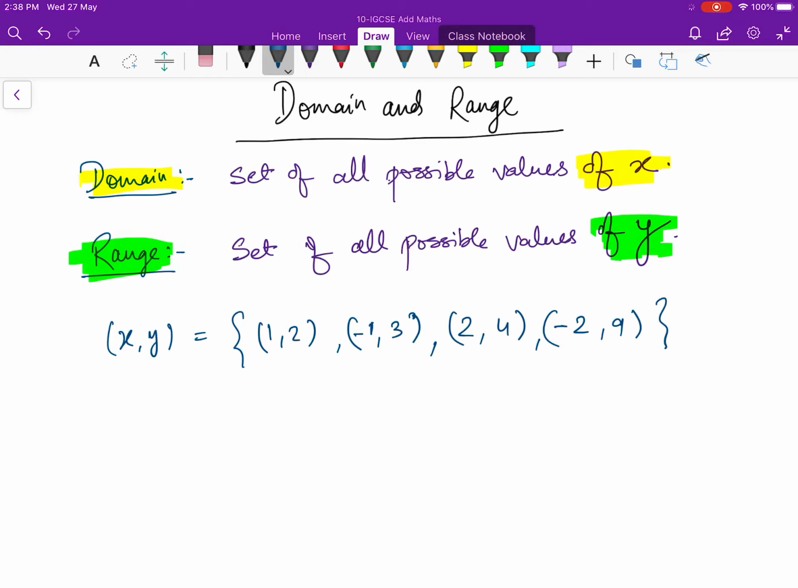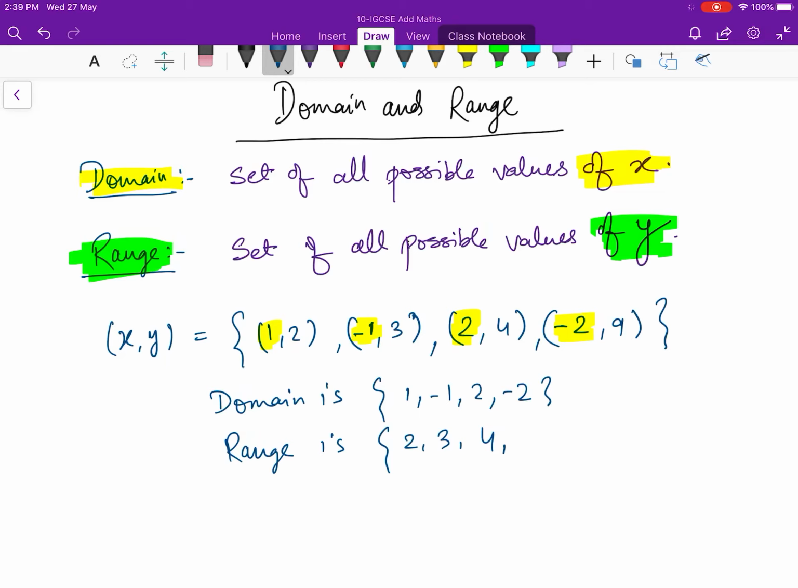In this case, if I have to find the domain and range, these x values are the domain. So I can write that the domain is 1, -1, 2, -2, and the range is all the possible values, all the outcomes, of y. So basically 2, 3, 4 and 9. These are the range, which is comprised of all the outcomes.